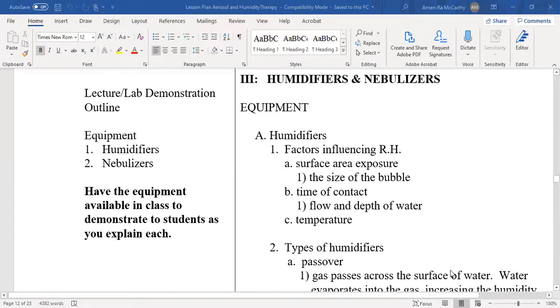So don't forget, not only does it humidify, moisten and heat the air, but it also protects, right? It protects by having those hairs that catch particles before they get to the mucociliary escalator or the mucus blanket. That's what the hairs in your nose are for. So protection, heating it up, and humidifying. Wonderful, wonderful nose. Now, what are the types of humidifiers?